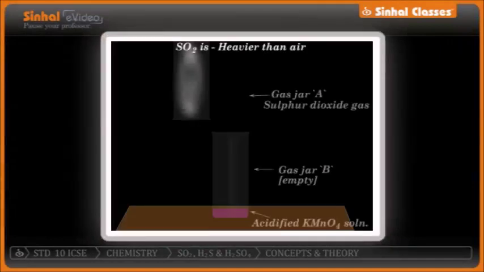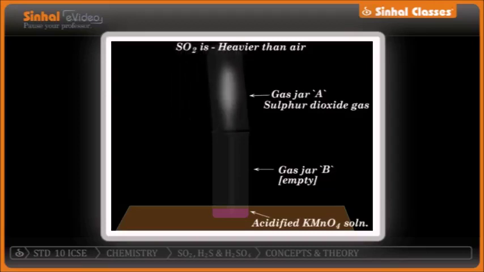We can easily prove it. Take two jars, one containing KMnO4, that is potassium permanganate, pink in color, and the other jar containing sulfur dioxide. Now take the jar containing sulfur dioxide and invert it over the jar containing KMnO4. What is your observation? You will notice that the color of KMnO4 changes from pink to colorless.